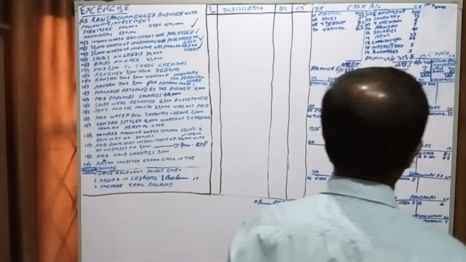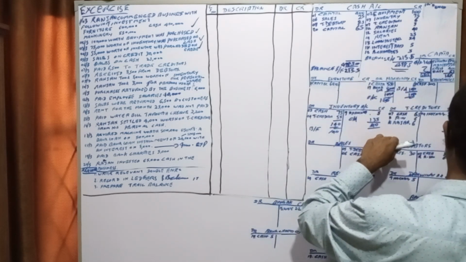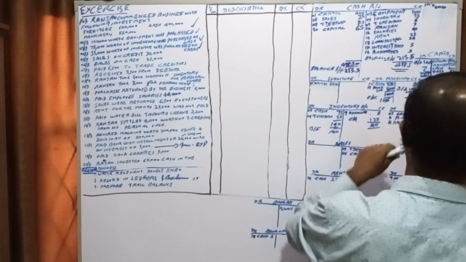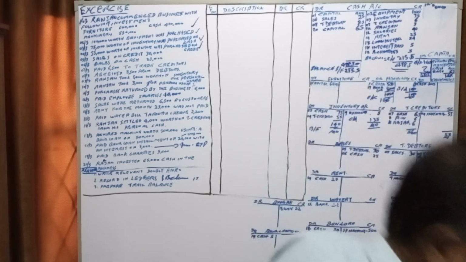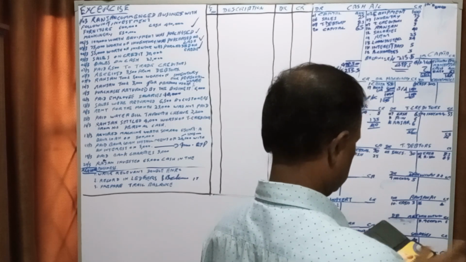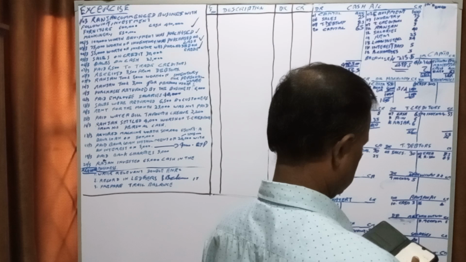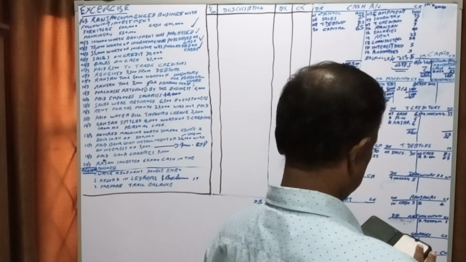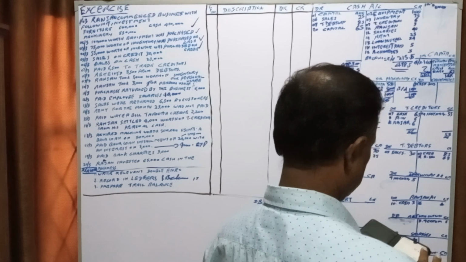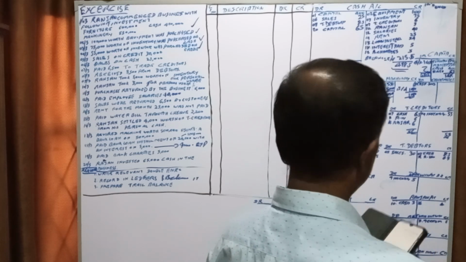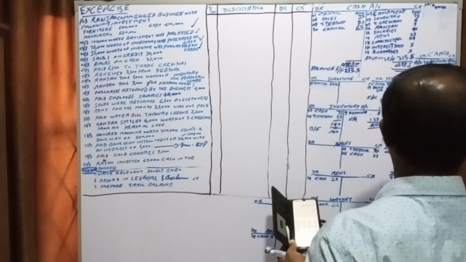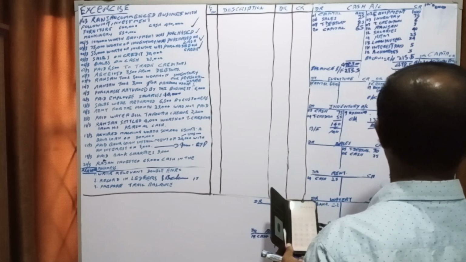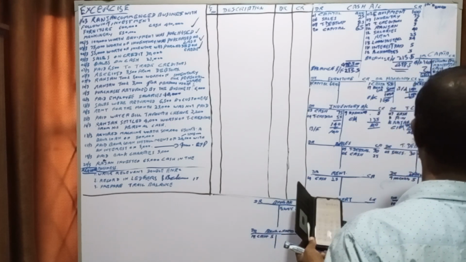Trade creditors, 55,000 minus 6,500 minus 6,000 minus 6,000 means 36,500. 36,500 carried down, brought forward 36,500.